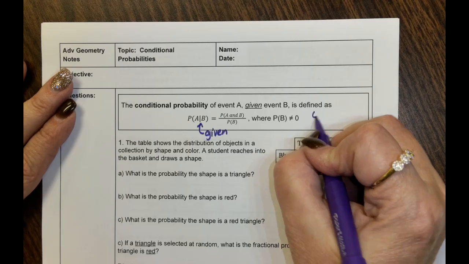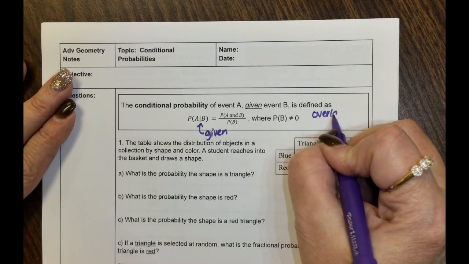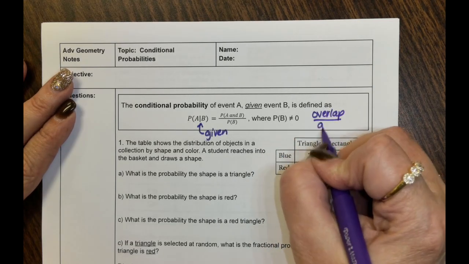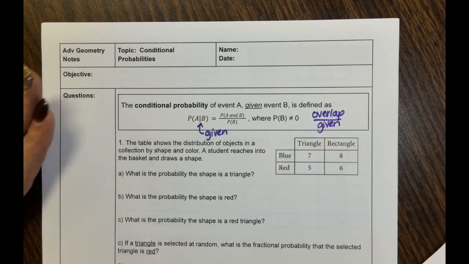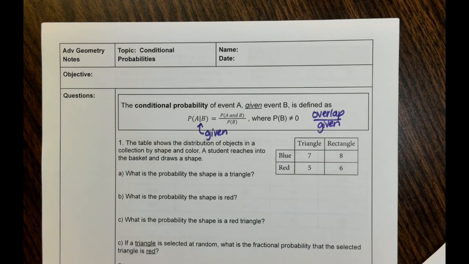So what we're looking for is the overlap over the given part, because we've been looking at the total, but now we're going to take a big group of things and we're going to restrict our field of vision and only look at a piece of it. So let's look at what some of these questions can look like in a combination of what we've been doing before. So we've got a table here. We're going to do all of these with two-way tables.